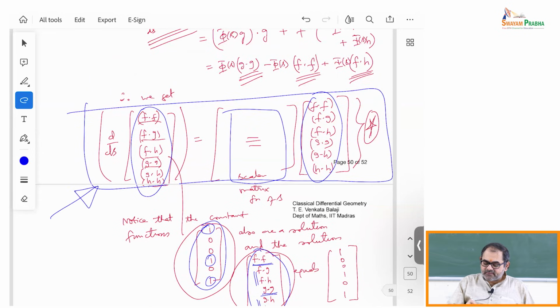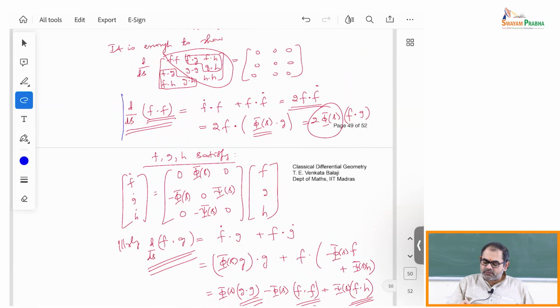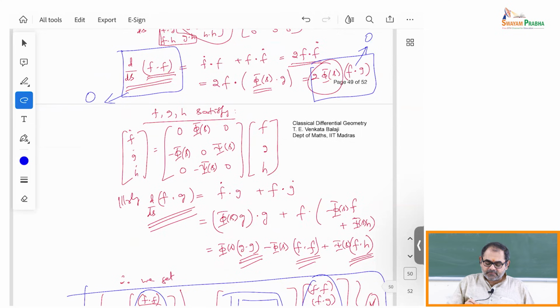The exact nature of the entries in this differential equation is important. For example, if you take d by ds of f dot f, this turned out to be 2 phi s f dot g, and if you put f dot g is 0, then you will get that this is 0.